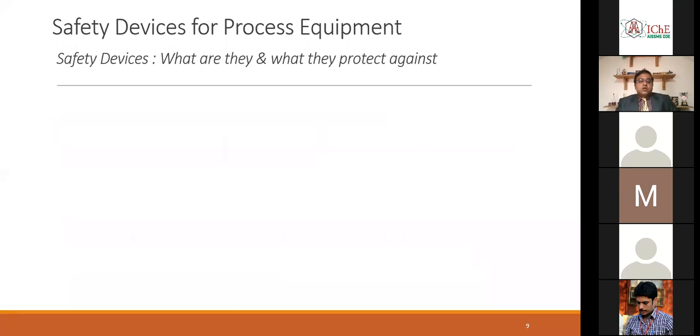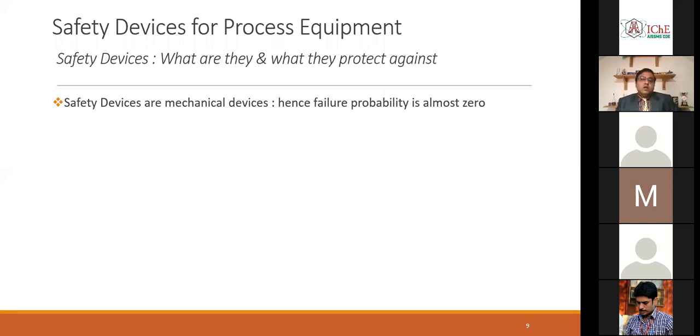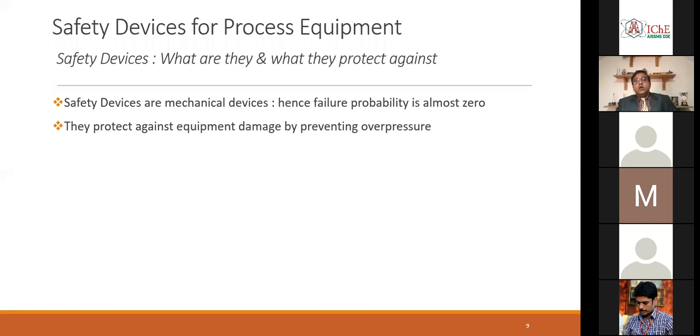Okay. The safety devices, what are they and what do they protect against? Safety devices are mechanical devices. They are not any fancy electronic gadgets or anything else. They are hardcore, simple mechanical devices, and hence the failure probability is almost zero. That's why they protect equipment from damage by preventing overpressure. So they work by releasing a certain amount of liquid or gas which, if not released, will cause overpressure and will lead to a failure.